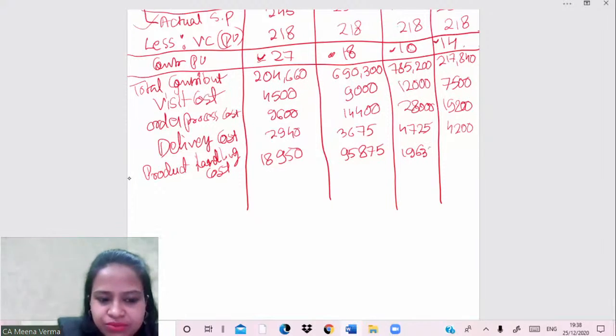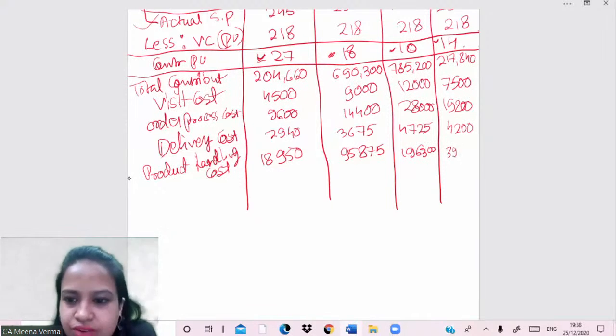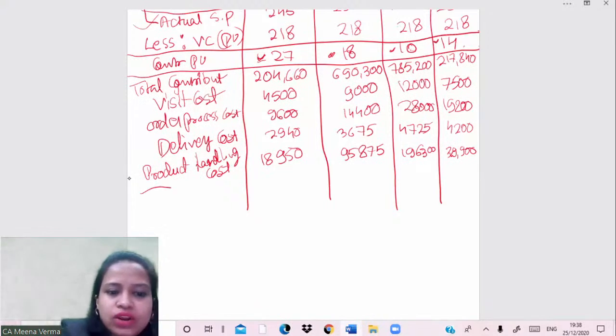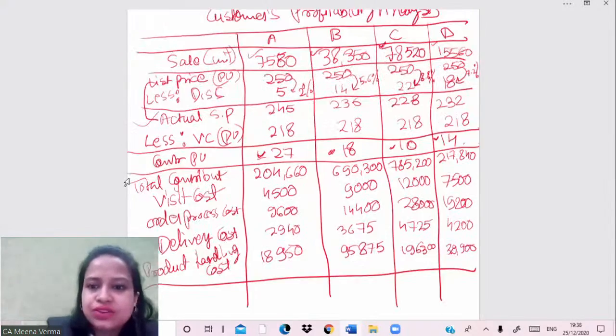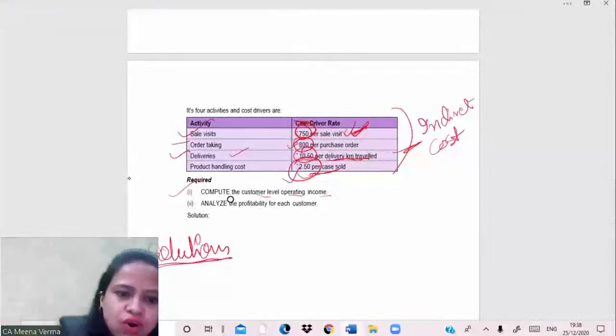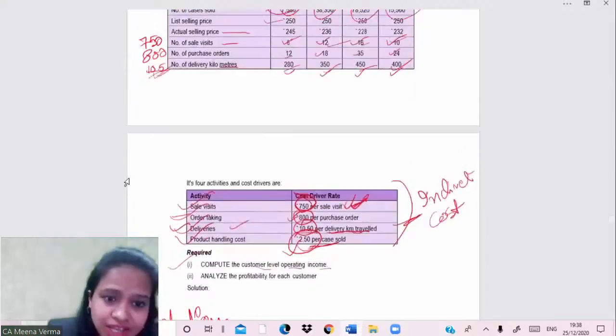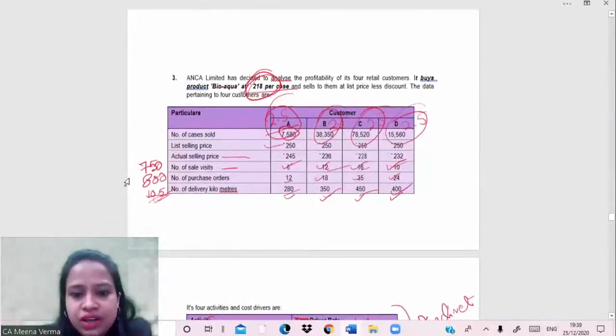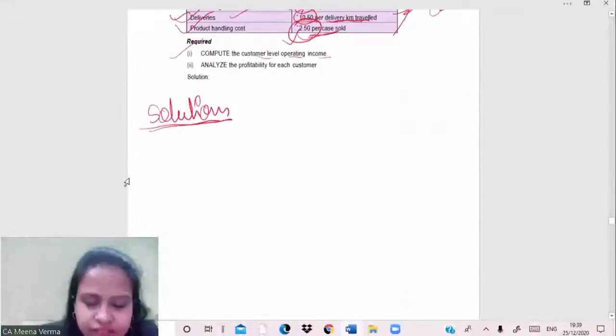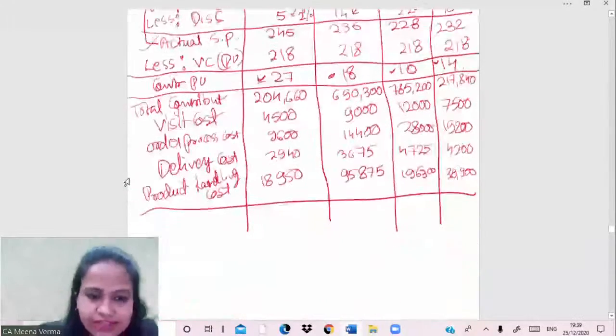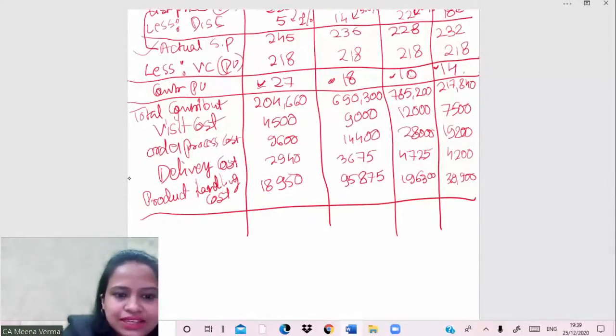Correct me if I'm wrong anywhere. If my calculation or anything is wrong somewhere, please correct me. 900. So these are all the indirect costs we have considered. You can see here we have considered this cost, this cost, this cost, and this cost. I hope there are no other indirect costs apart from these. So after considering them, we can get the profit per customer.